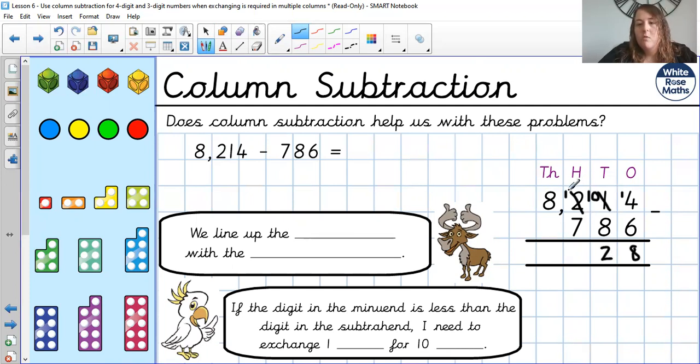Then in my hundreds, 1 take away 7, can't do that either, crossing out my 8 and leaving a 7, and my 1 next to the other 1, so I've now got 11 hundreds. And 11 take away 7, or 7, 8, 9, 10, 11, leaves me with 4. And finally, that 7 I bring down because 7 is taking away nothing else in the thousands column. So the answer is 7,428. And if you also got that one right, a huge, huge well done.